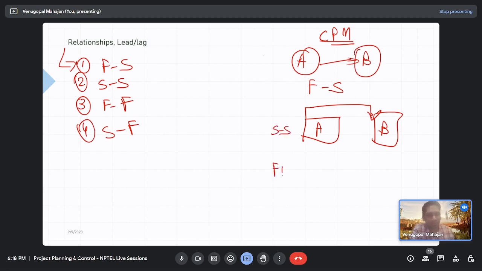For finish to finish, it would have been that your activity B can only finish after activity A finishes. We are not talking about the starts right now. Activity B can only finish after activity A finishes. So that means again some kind of precedence is there. Any example for both of these cases, from site, from construction, from life?